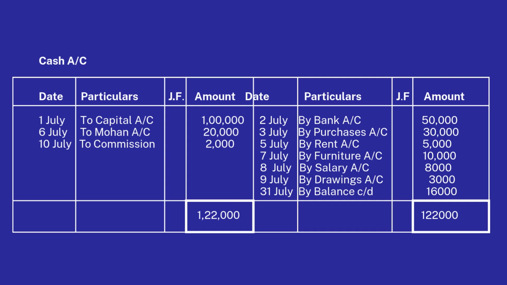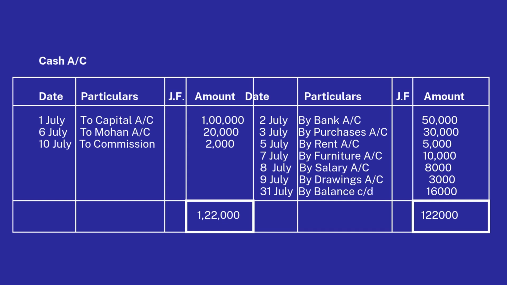Now the credit side, first entry is by bank because cash was deposited in the bank on 2nd July. Next, by purchases, 50,000 for the purchases made. Next, by rent, 5,000 rupees as rent was paid with cash. Next, by furniture account, 10,000 because furniture was purchased with cash.